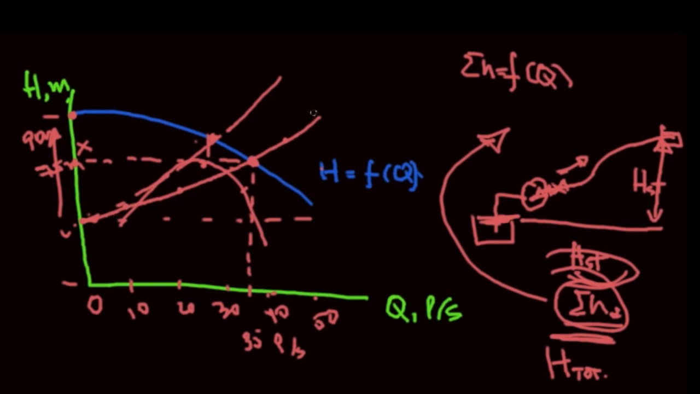What we wanted to show is that the flow a pump delivers is determined from the result of intersecting the pump performance head curve with the system curve.